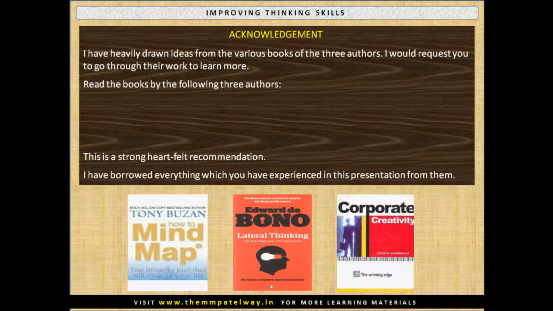Read the books by the following three authors: Tony Buzan, Edward De Bono, and Pradeep Khandwala.